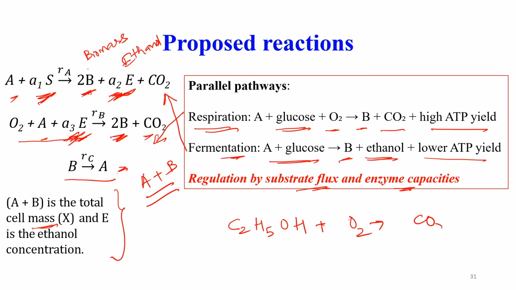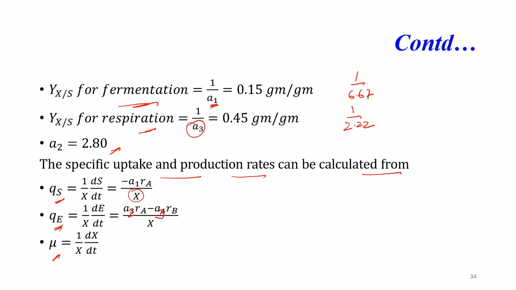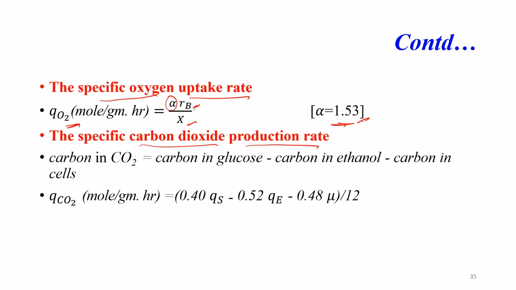This is converted to CO2 plus H2O. It requires 3 moles of oxygen. How many moles of carbon dioxide will be produced? 2. This will be 3H2O. So from here we can calculate the value of alpha. Alpha will be 3 upon 2 equals 1.5. So the value of alpha is coming out to be 1.5.